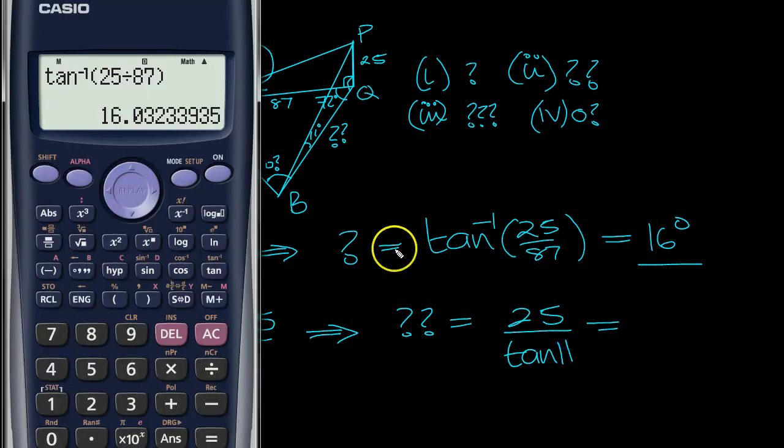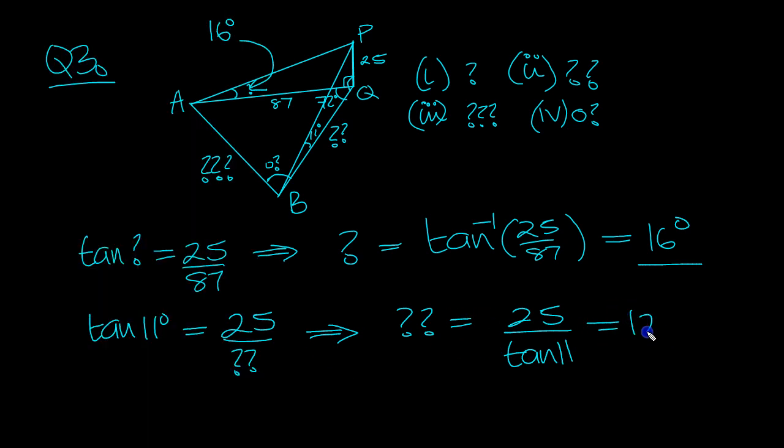So let's do that then. 25 divided by tan of 11 degrees is 128.6. That would be meters. So this length here we now know is 128.6 meters. Okay, good.